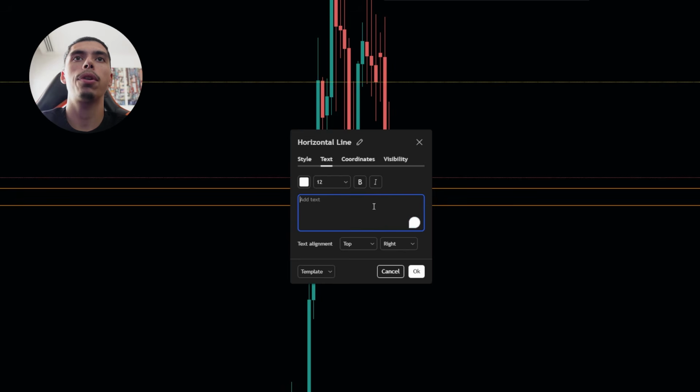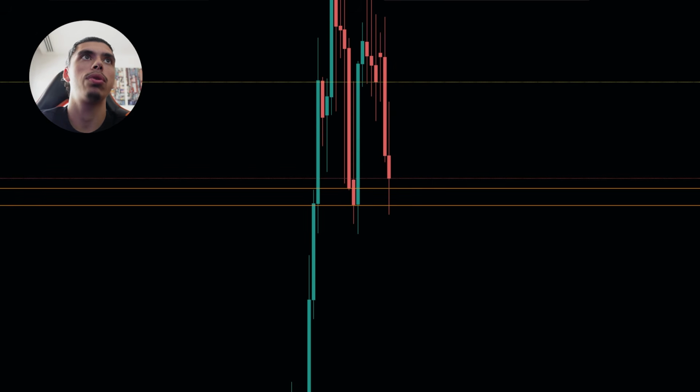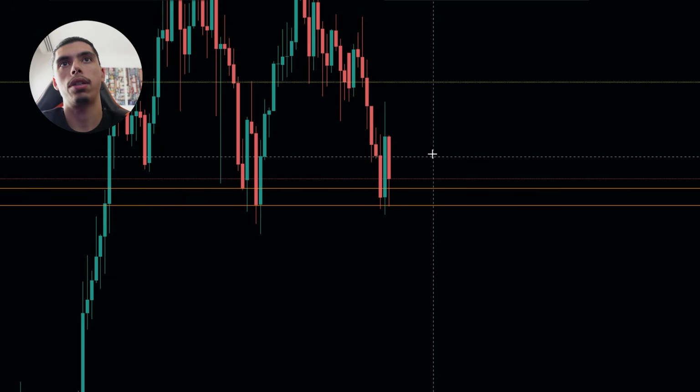So 4-hour support here, boom. We mark that as 4-hour support. Next time frame we go to is the 1-hour time frame. We mark our support and resistance.